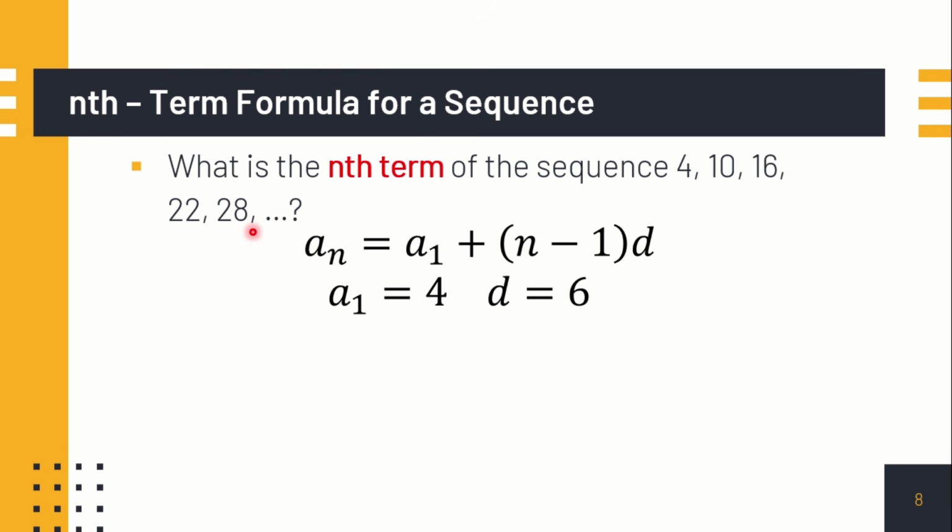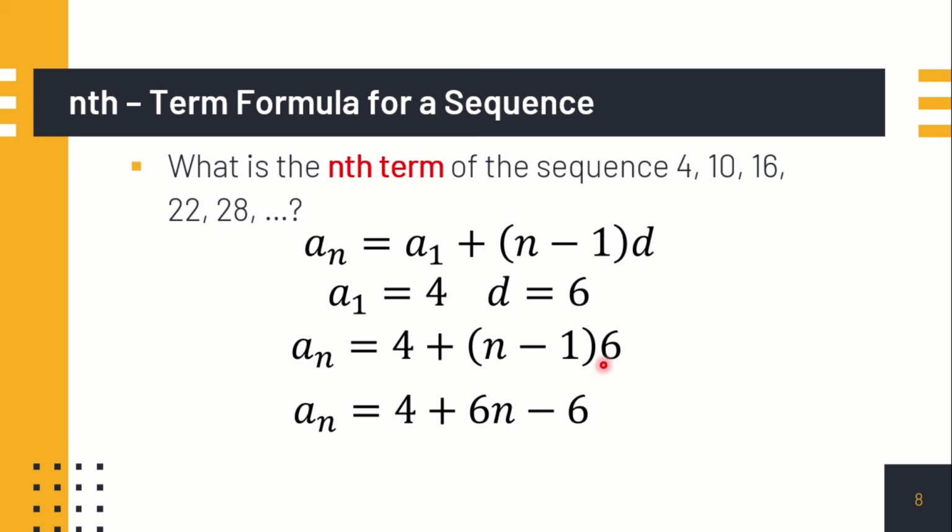Mahihirapan kayo. So, since nakuha na natin yung first term natin, which is a sub 1, and the common difference na 6, isa-substitute lang natin dito para makuha natin yung nth term natin sa given sequence na 4, 10, 16, 22, and 28. Okay, so substitute a sub 1, that is 4 plus n minus 1, and the common difference is 6. And then simplify. Multiply natin yung 6 by using distributive property. So 6 times n, that is 6n. 6 times negative 1, that is negative 6.